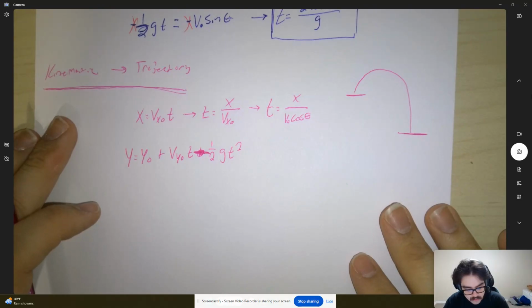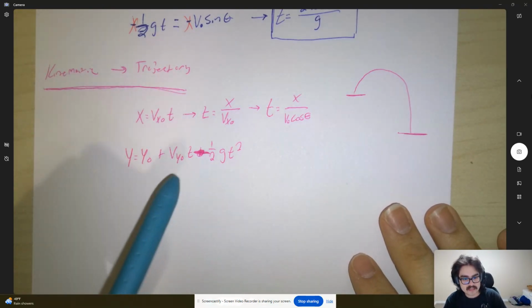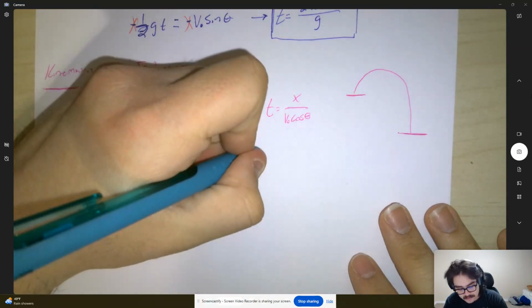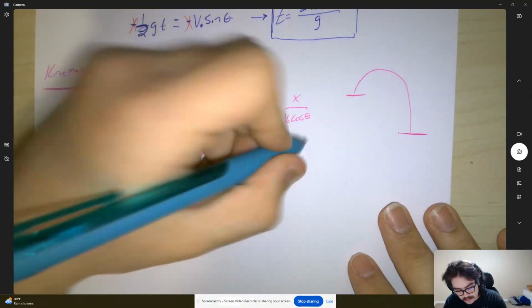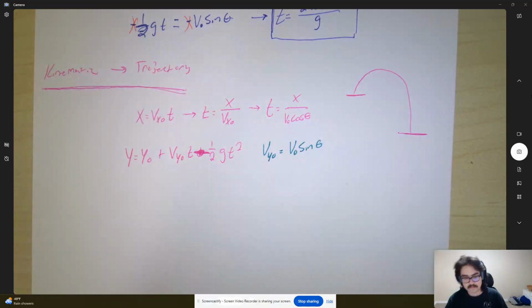Okay. And then I'm going to make my substitutions in here. I'm going to substitute my t's. I'm also going to substitute my vy naught is equal to v naught sine theta. Okay.